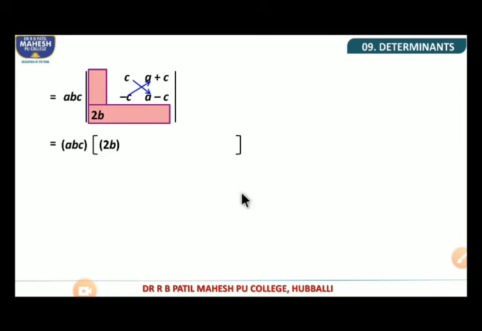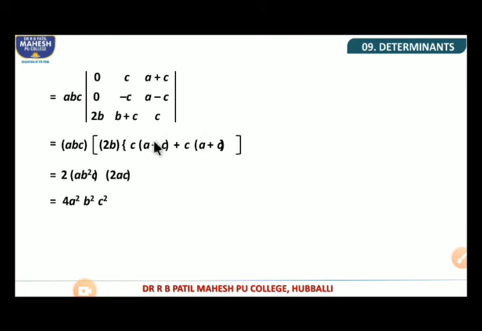2b into c into a minus c, minus of minus c becomes plus c into a plus c, and we can simplify this one. After simplifying, ca minus c² plus ac, so plus ac and plus ac, the remaining is here, and minus c² and plus c² will be cancelled. So after multiplying this one, we have 4a²b²c². So this is equal to the RHS part. Therefore, hence it is proved.